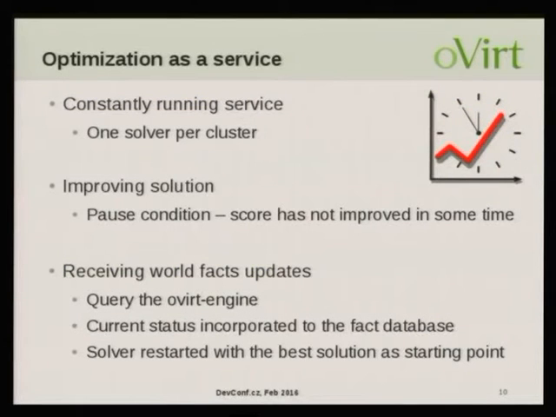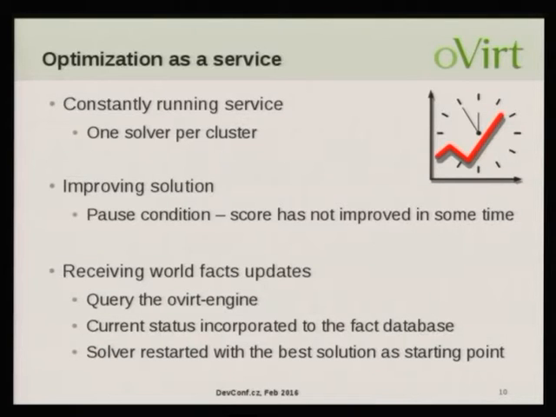So what we did, we have taken rules and Optaplanner, our preprocessor, and we have written a service. It's constantly running service on some isolated VM or separate host because it really needs a lot of resources, which has one solver thread per cluster. That's why we don't use genetic algorithms because we only have one thread. And it's constantly improving the solution. So at the beginning, it scans the cluster. It takes a look at all the VMs, all the hosts, all the resources. And it's constantly computing the best allocation according to your rules. If the solution is not improving, it will pause and wait for updates.